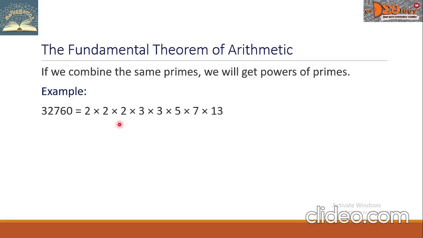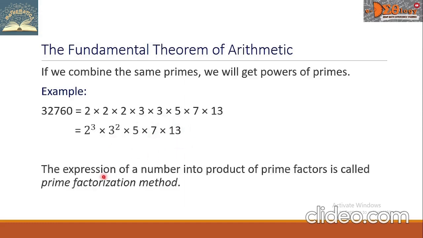Then we combine all prime factors which are the same. We can see here that the factor 2 appears 3 times. So we can write 2 cubed times the factor 3 appears twice. So we write here 3 square. Then we just copy the 5, the 7, and 13. The expression of a number into product of prime factors is called prime factorization method.